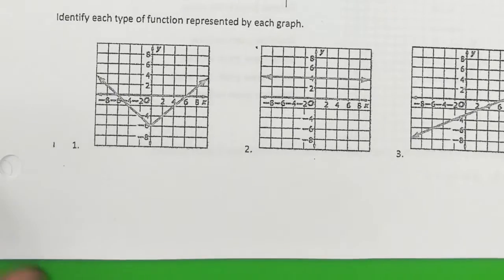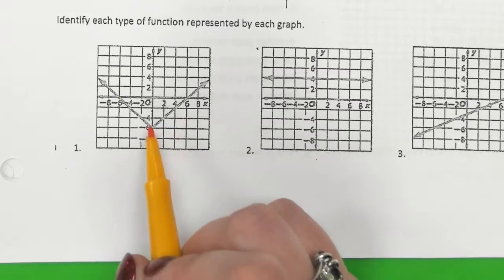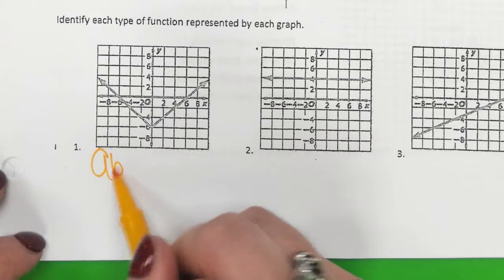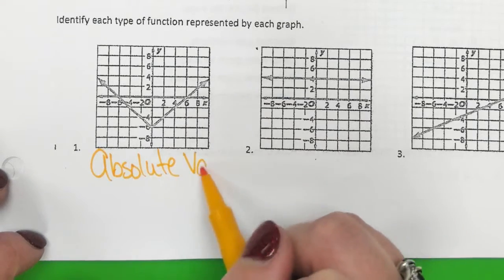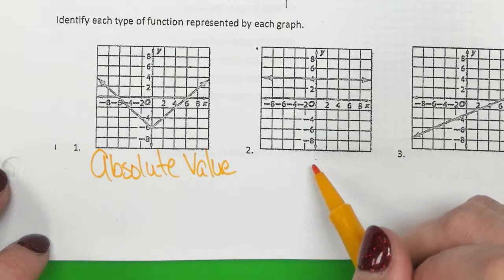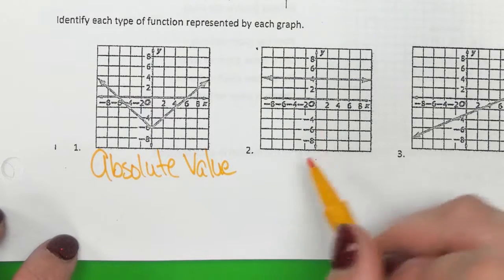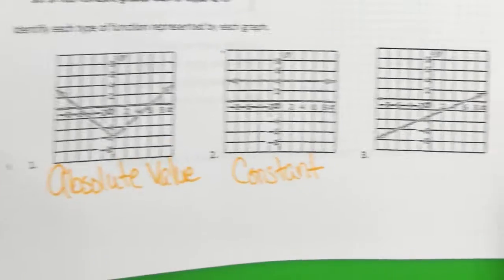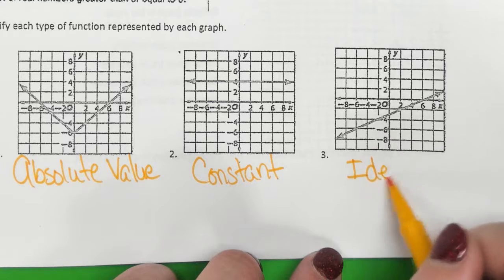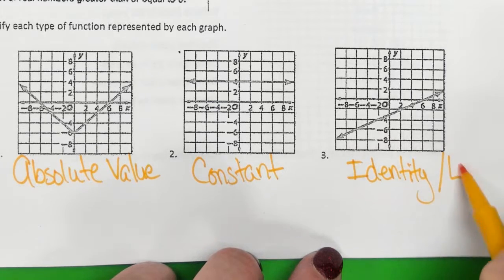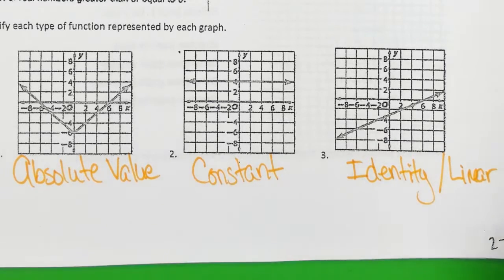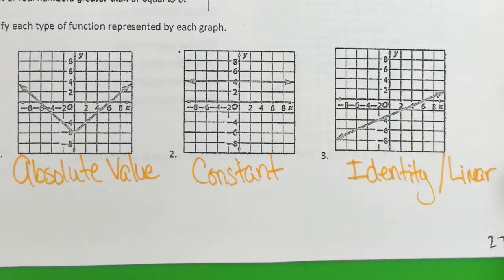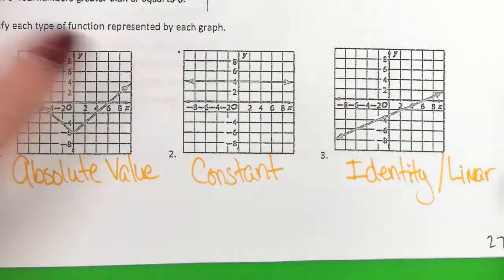Look at number 1. Identify. All you have to do is tell me which one it is. What function is this? Absolute value. Alright, what about number 2? That's constant, because it's a straight line. Identity, or you can put linear, right? I prefer you put both, because most of the time on the ACT it's going to call it identity, but a lot of times we call it linear in class. So you can just put ID and then slash linear if you want to.